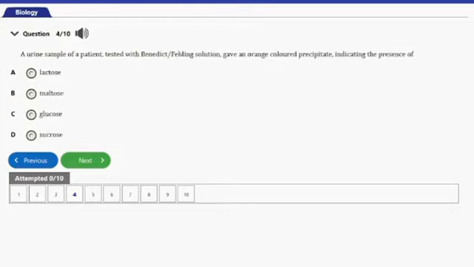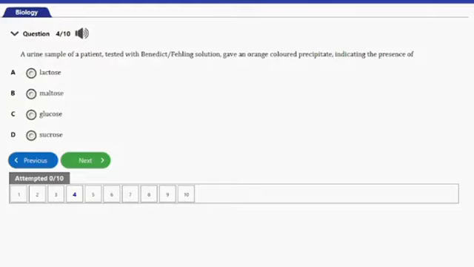And that's question number 4 here. It says, a urine sample of a patient tested with Benedict's solution gave an orange colored precipitate, indicating the presence of A, lactose, B, maltose, C, glucose, D, sucrose. The answer to this question is option C, and that's glucose.